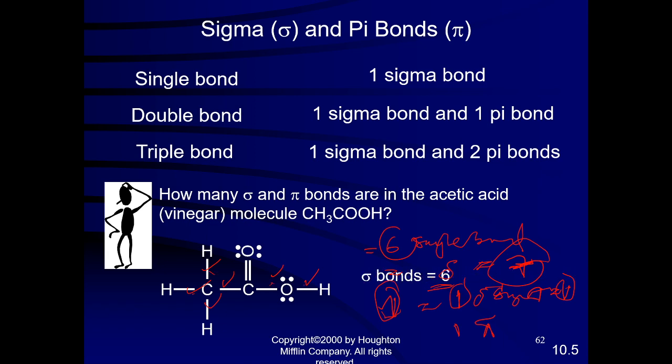Okay, so this is what you get. You have 6 sigma bonds plus 1 in the double bond, giving you the number 7 as a total. Then the double bond has 1 pi bond, and this gives your answer as basically 1.